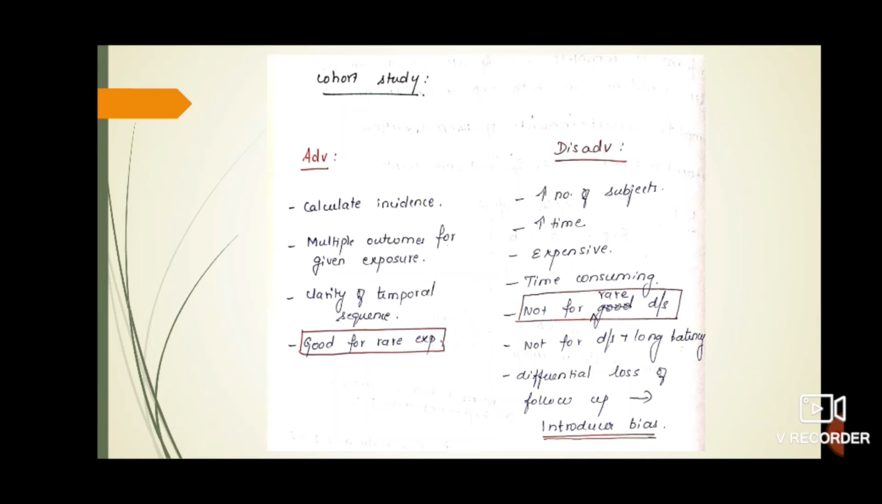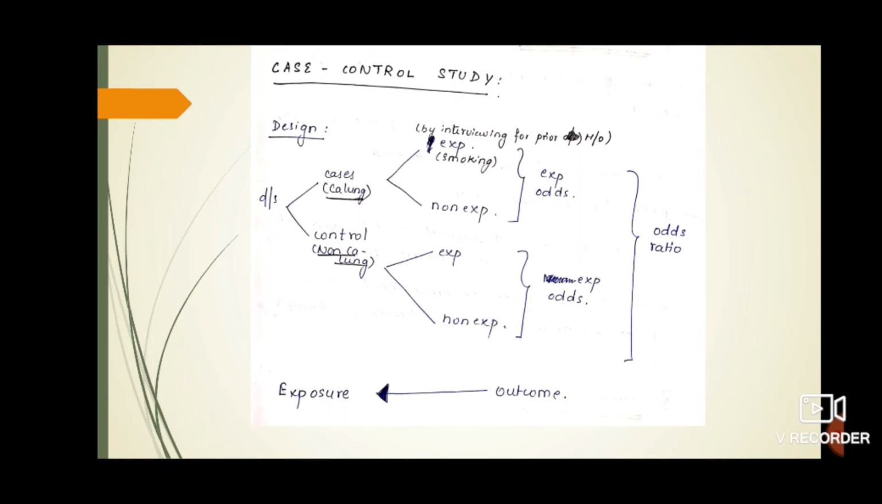And one more thing is that we cannot study diseases with long latency, and there will be differential loss to follow-up that will eventually lead to the introducer bias, because the investigator will get tired of following up, or tired of searching for the lost-to-follow-up participants, and that causes the introducer bias in the cohort study.